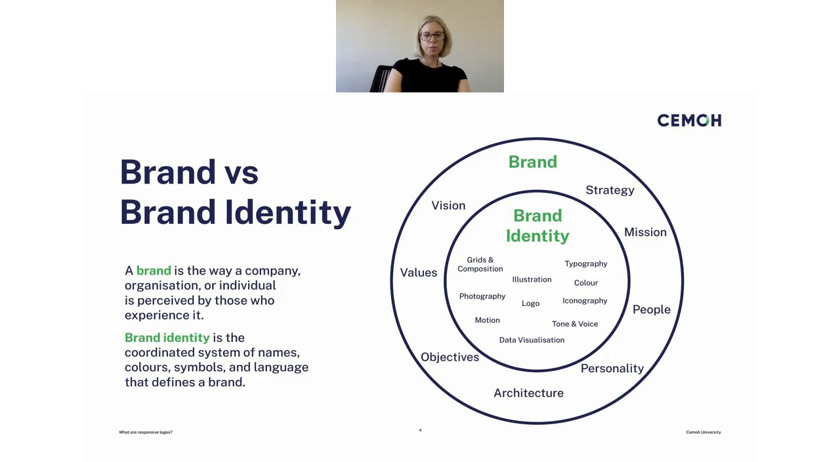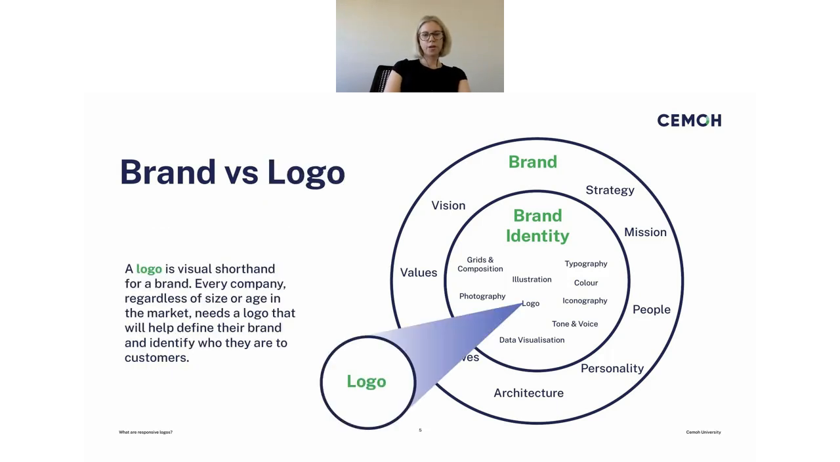So if we now jump further down to look at your logo, we actually realize that the logo performs a really small part in your overall brand identity and in your overall brand. So your logo is kind of like a visual shorthand for your brand. And you do need a logo. It helps to define who you are. But in a sense, it doesn't have the same impact that it used to.